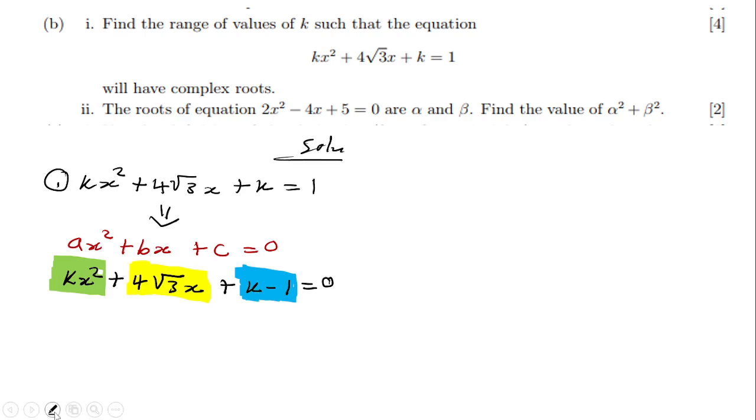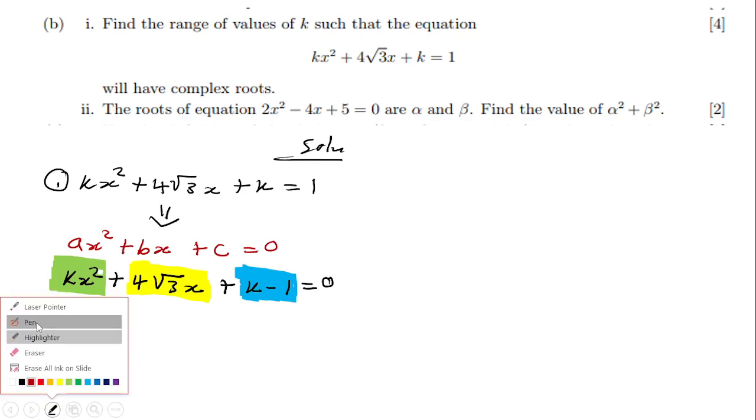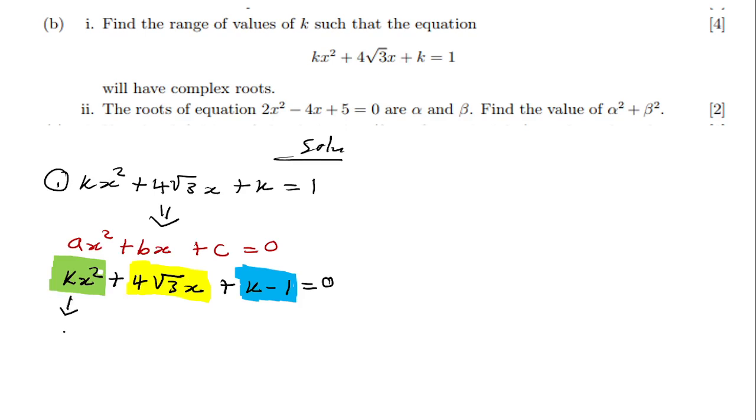Now, according to the expression, this is what you need to understand. In this case, this is telling you that A is equal to K. This is telling you that B is equal to 4 square root 3. This is telling you that C is equal to K minus 1.